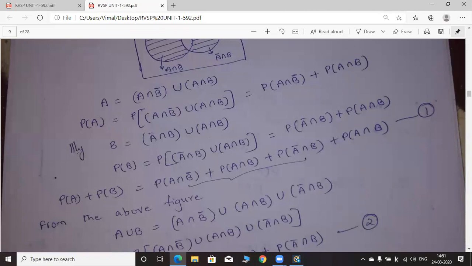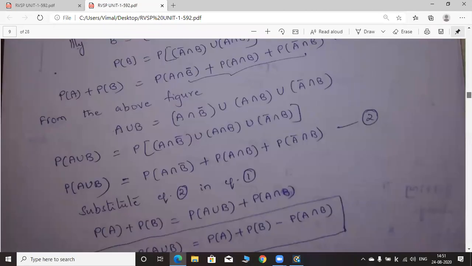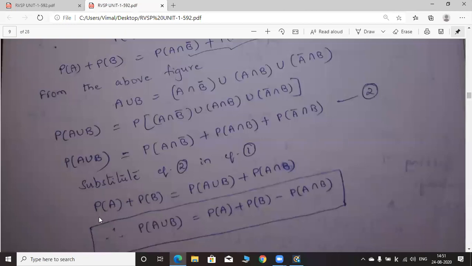Okay. So what is the final one? P of A plus P of B is equal to P of A union B plus P of A intersection B. Okay, so by taking this P of A intersection B to the left hand side, you will get the statement like this: P of A union B equal to P of A plus P of B minus P of A intersection B. Okay, is it clear? You can prove it in your own way also. You need not follow the exact sequence. Okay.